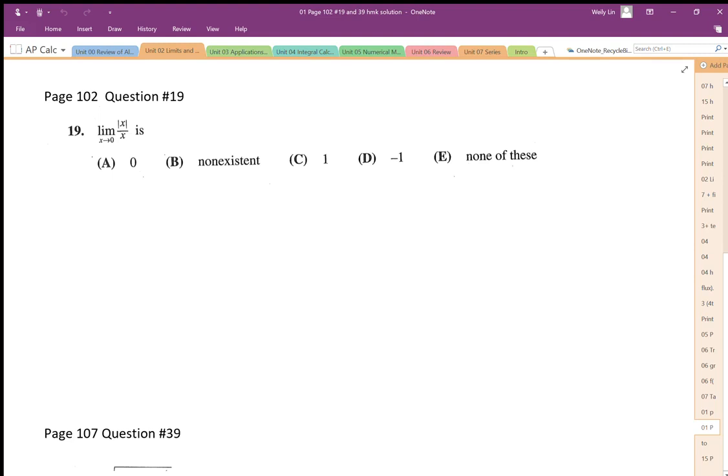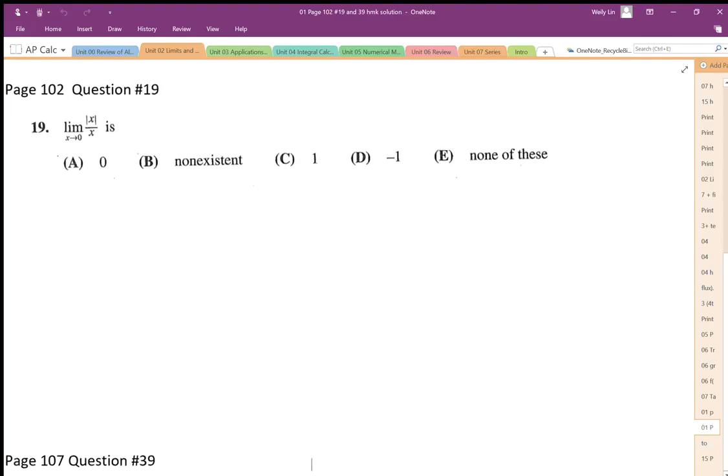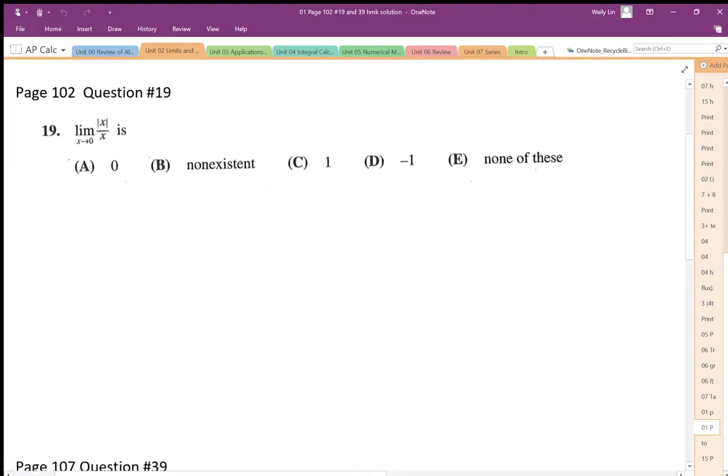Question number 19 of the 01 homework on page 102 is finding the limit as x, absolute value of x over x approaches 0. We can't divide by 0, so we can't evaluate this directly, so we need to use a limit. As a two-sided limit, it doesn't exist, so the answer should be B.